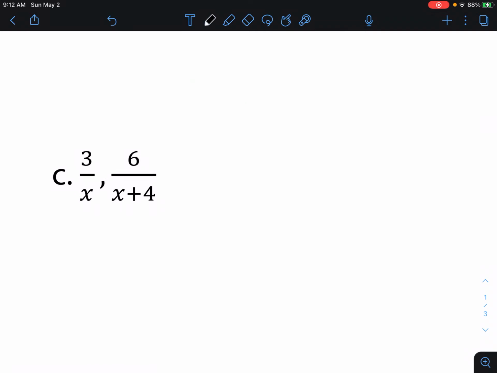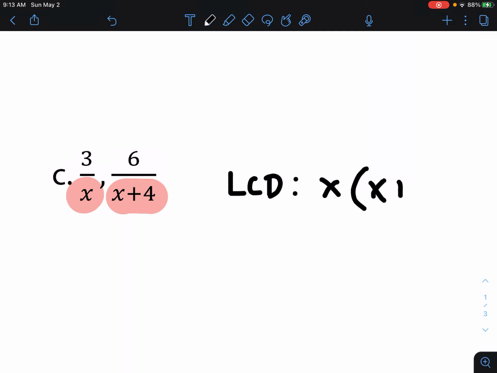Similarly with this one, we have a unique factor in x, and then we also have a unique factor in x plus 4. So our LCD is just x times x plus 4. And you'll notice I'm not actually multiplying them together again. I'm just leaving them in the form that they're in because we want things simplified, because ultimately we're going to end up trying to cancel stuff at some point. Okay.